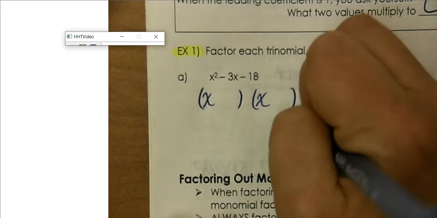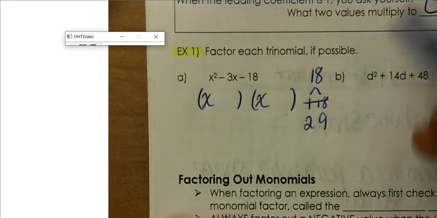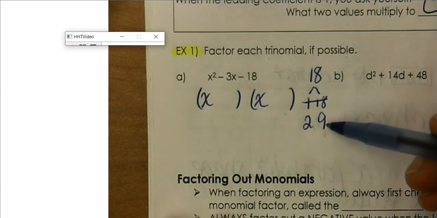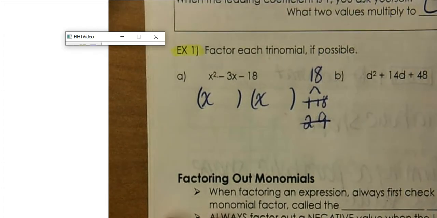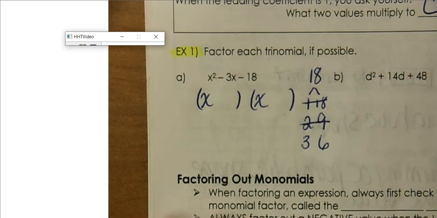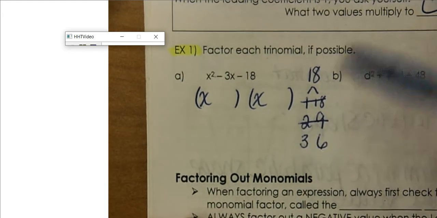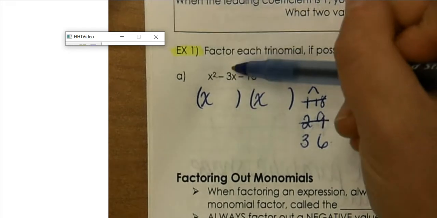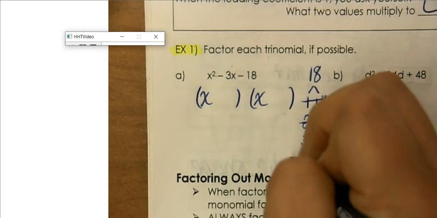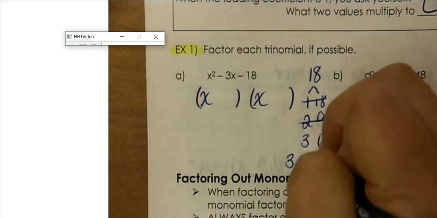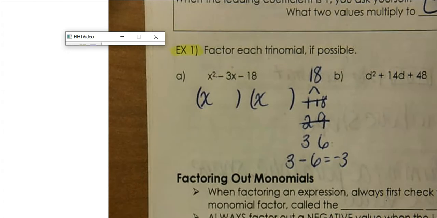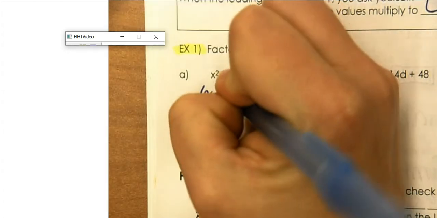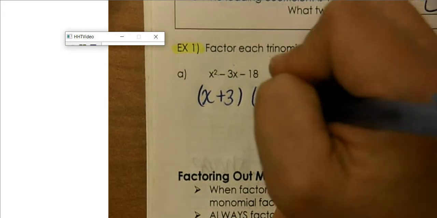I have 2 times 9. And 2 and 9, if I add them together, it gives me an 11. If I subtract them, I get a 7. And so I know that's not going to work. The next value that I have are 3 and 6. I know that 3 plus 6 equals 9, but 3 minus 6 equals negative 3. Cool. Let me write out what I just said. I know that 3 minus 6 equals negative 3. So what does that tell me? That tells me that one of my parentheses needs a plus 3 and the other parentheses needs a minus 6.